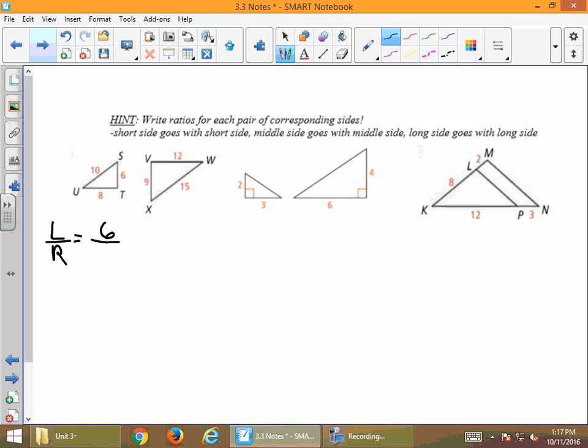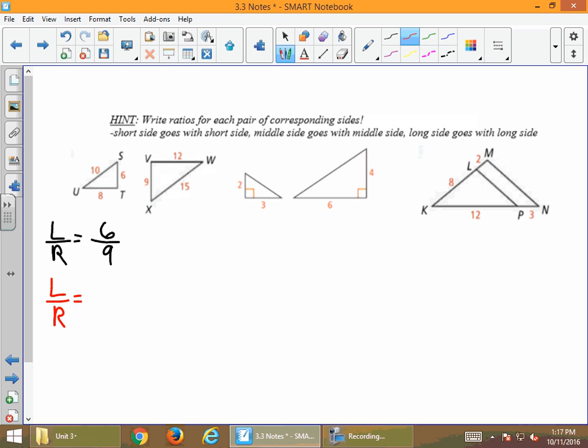Now, I was on the left side, now look at the right triangle. What is that smallest side of the right triangle? Good. All right, hold that thought. Now I'm going to go look at the next one here, the next side. Still going to do left over right.